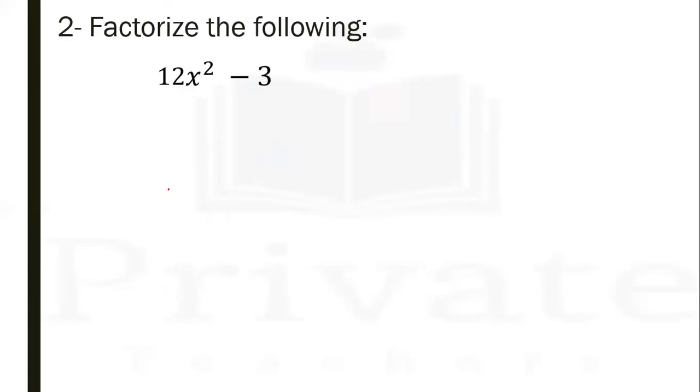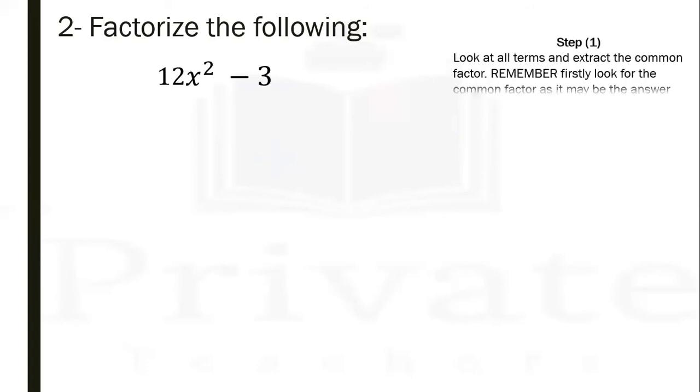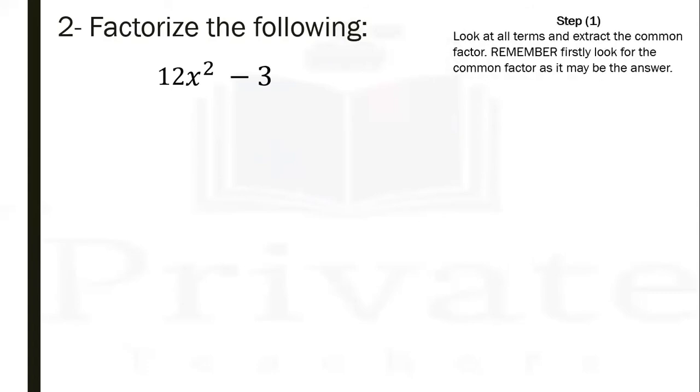Factorize the following: 12x to the power of 2 minus 3. As I told you, the most important one is the common factor. In each question, think of the common factor. After you extract the common factor, then look at what type of factorizing we should use. Here we have a common factor. Look at all terms and extract the common factor. Remember, firstly look for the common factor as it may be the answer.